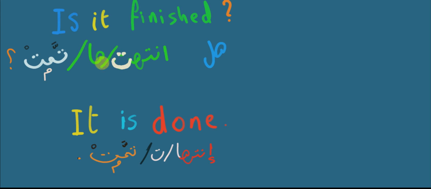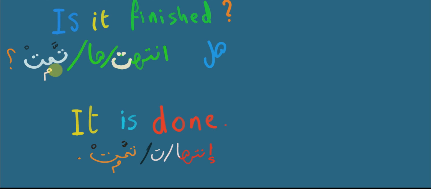If you say انتهى without this ta, you just add this a here. You take this ta out and you just complete this, becomes انتهى. You indicate that the thing that is finished has a masculine name. So either you say هل انتهى or هل انتهت, depending if it's a masculine or feminine action that was finished.